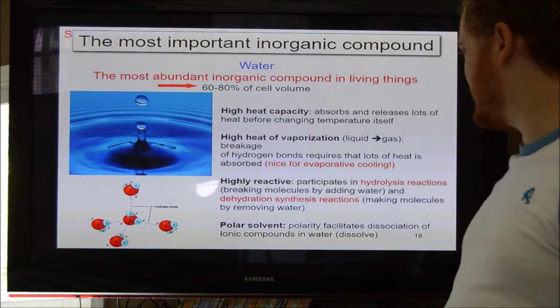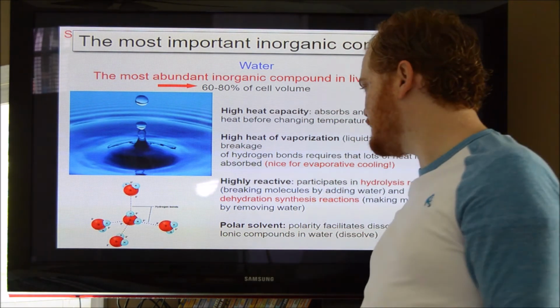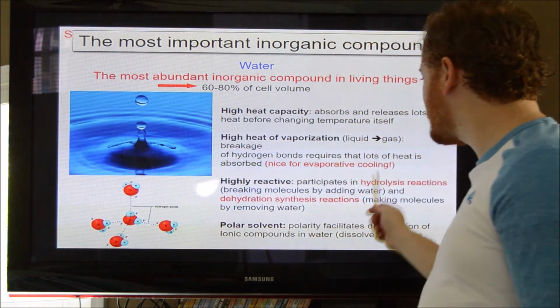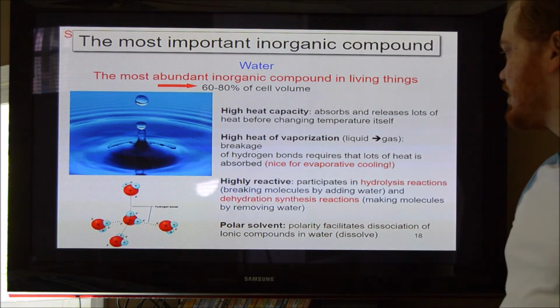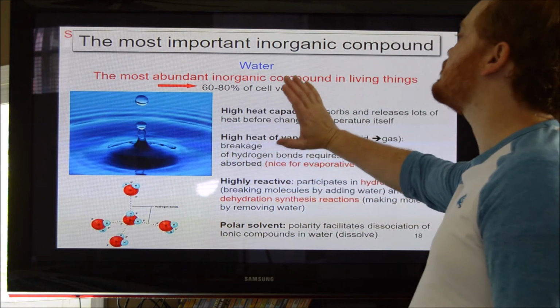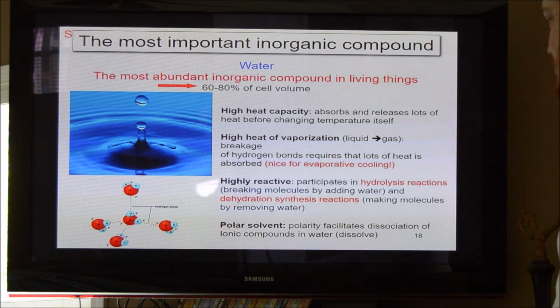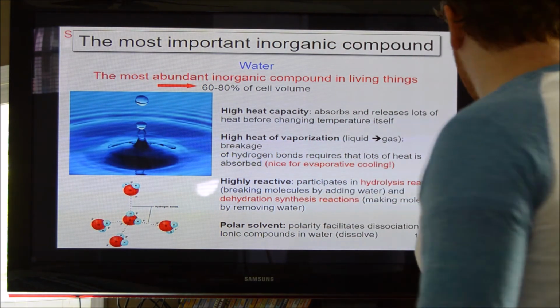Hydrolysis is breaking things down. Dehydration synthesis is building things back up. All of your digestive reactions are hydrolysis reactions, and all of your synthesis reactions are dehydration synthesis reactions. That is to say that water is incredibly important in the way that your body functions. And water is also a polar solvent, which we discussed previously, so I'm not going to do that again.